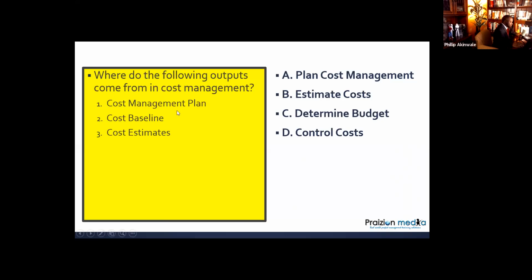Here is your next one. And the question is basis of estimates. Where is that from? BOEs.